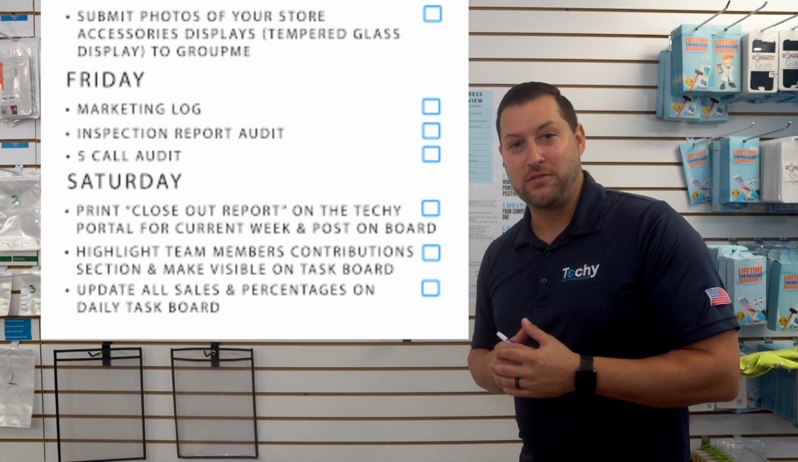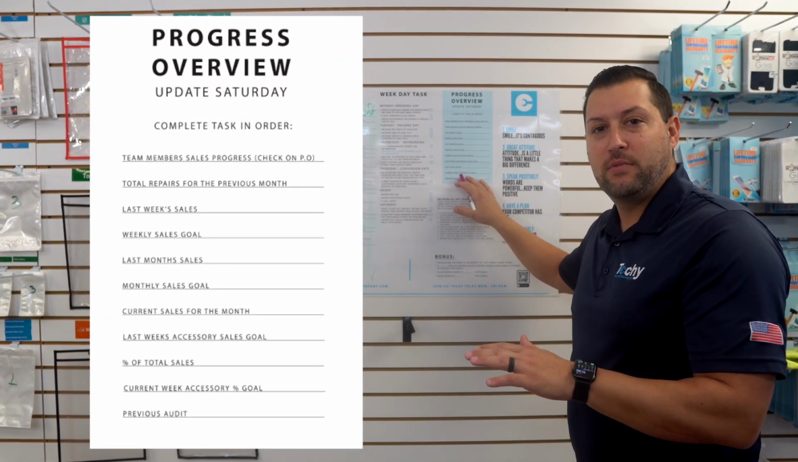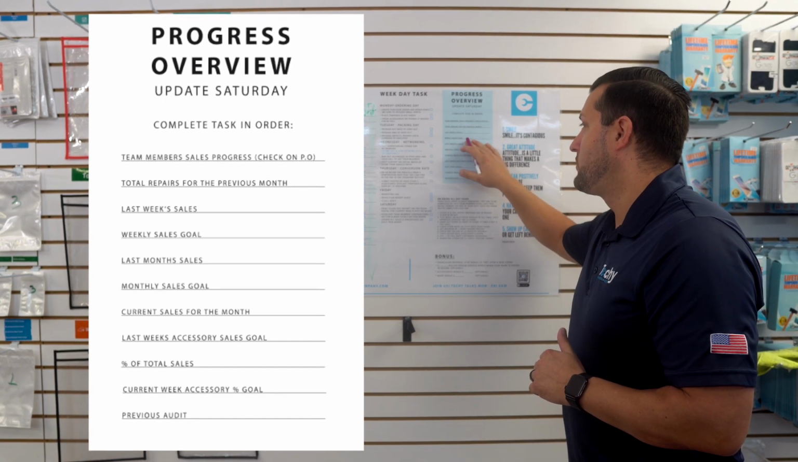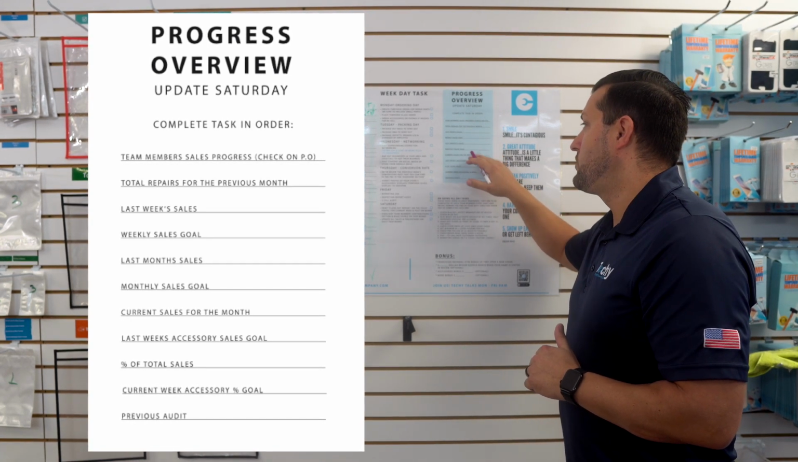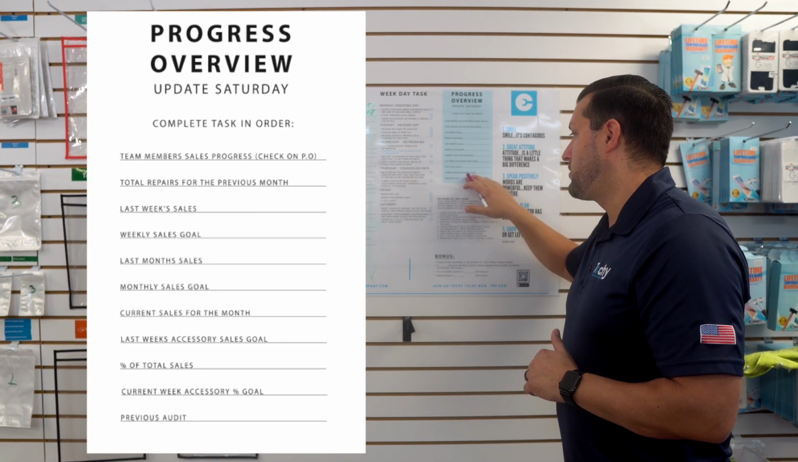Let's talk about our goals a little bit. You'll see over here we have our progress overview. This is nothing but sales, all about sales, right? We're breaking into last week's sales, our weekly sales goals, our last month sales goals, this current month sales goals, and where we are, our percentage of the goal, and what our accessory goals are.